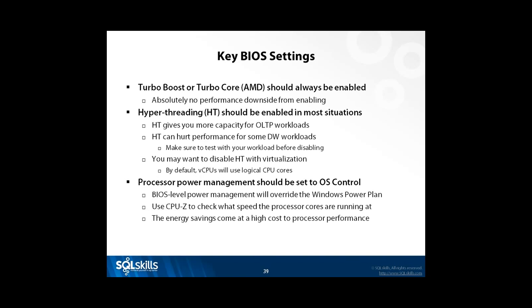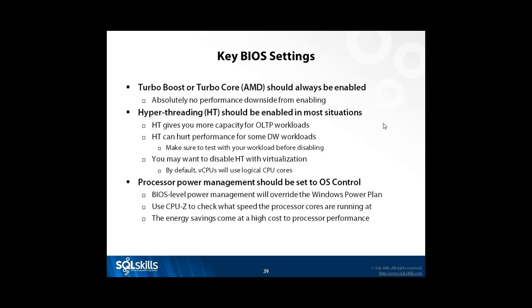All right, so key BIOS settings to pay attention to. There's something called Turbo Boost that we talked about, and AMD has something similar called Turbo Core. They should both be enabled. There's no reason not to have them turned on. Hyperthreading should be enabled most of the time. It just gives you more capacity for OLTP workloads. It can sometimes hurt performance for data warehouse workloads, but if you're in doubt, test it before you just turn it off.